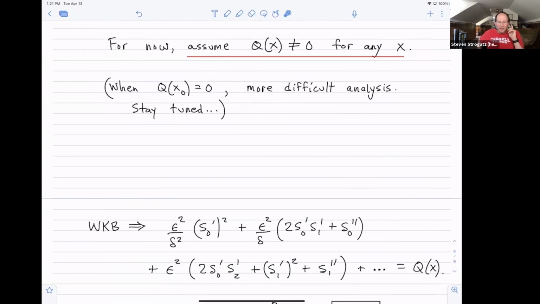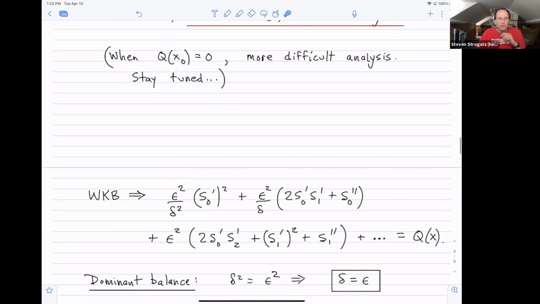which looks pretty horrific, I admit, but remember, you're going to think about it perturbatively. That's the whole point. You're not trying to solve for S exactly. You're trying to solve for S exploiting the smallness of epsilon. So what we do is try to look for a dominant balance here. Since q is assumed to be just some order 1 function, you can see that the dominant balance is when this coefficient, epsilon squared over delta squared, is order 1. If you set this to 1, so delta squared equals epsilon squared, or in other words, choose delta equals epsilon.